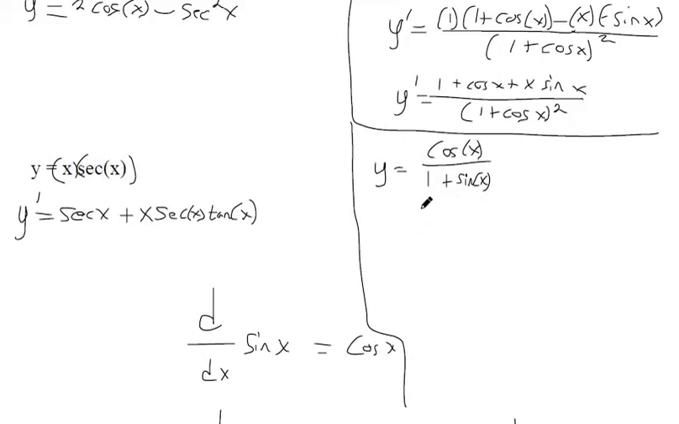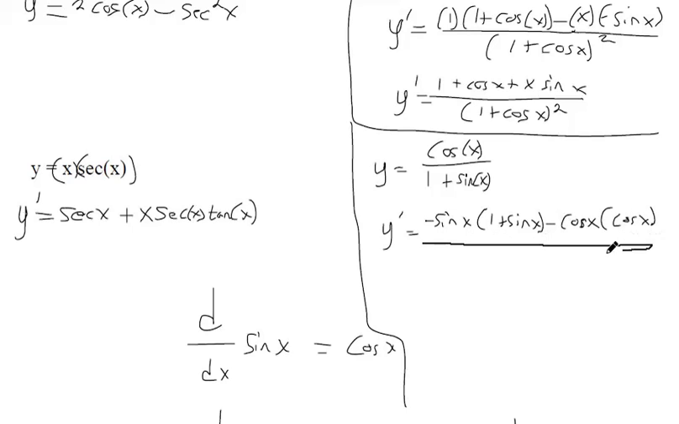Two functions of x being divided, so we can use the quotient rule to find the derivative. Okay, so the derivative of cosine is negative sine, so it's the derivative of the top function times the bottom function kept the same, subtracted by the top function kept the same times the derivative of the bottom function. The derivative of this function down here with respect to x is cosine of x. And that's all over the bottom function squared.